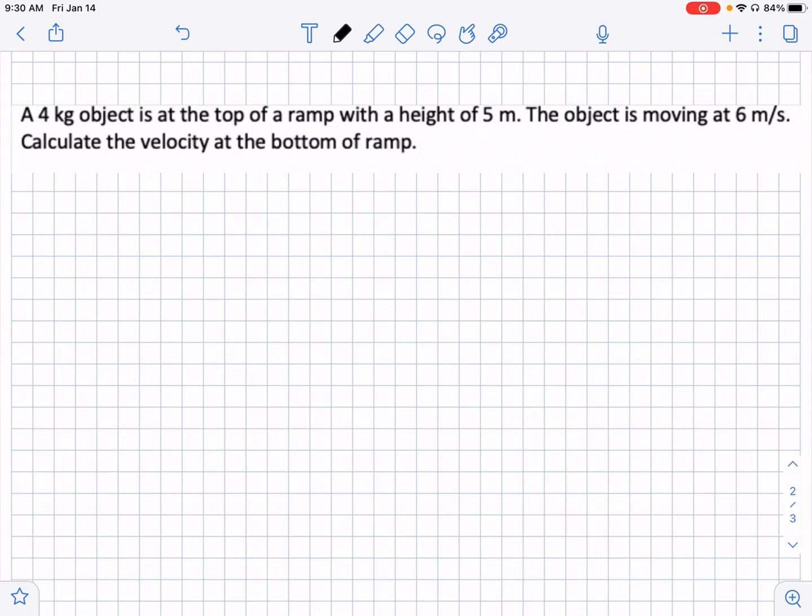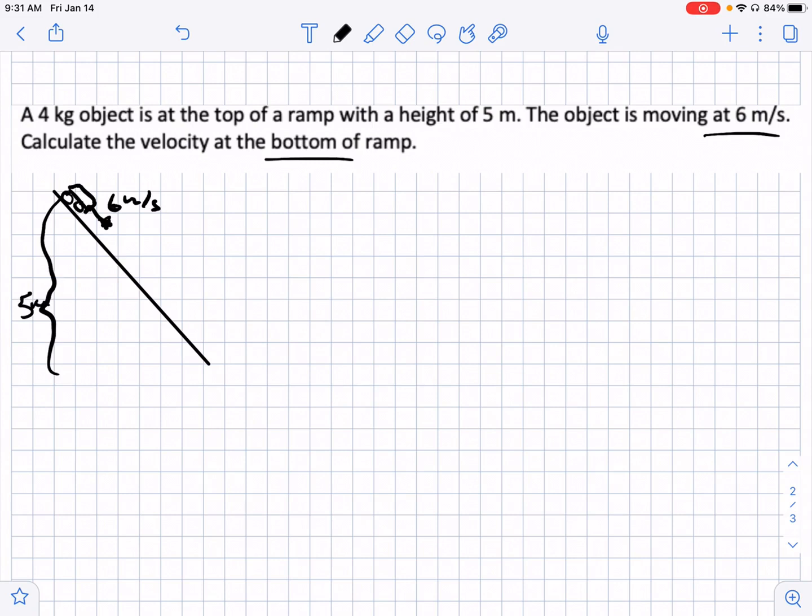So we have a 4 kilogram object. It's at the top of a ramp. Height is 5 meters. It's moving, so it's initially moving 6 meters per second. And we want to know the velocity at the bottom of the ramp. So let's draw our ramp here. Okay, so it is moving 6 meters per second, and it has a height, 5 meters. And we want to find how fast it's going right here at the bottom of the ramp.